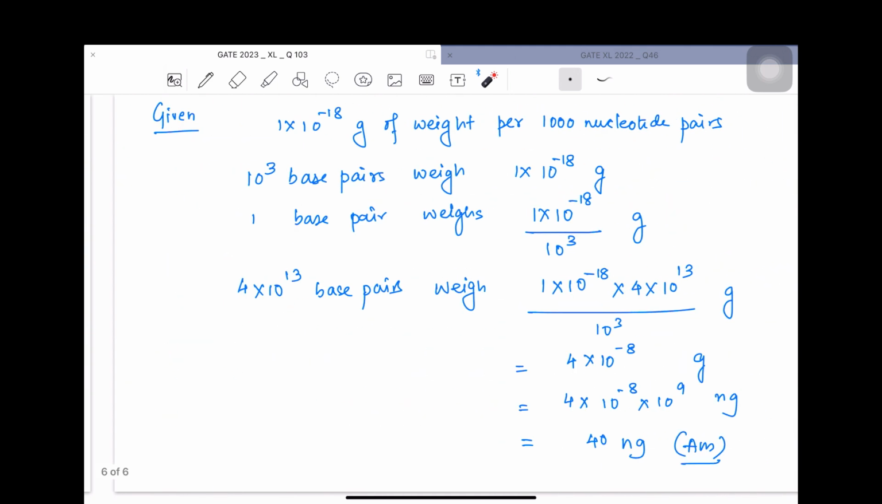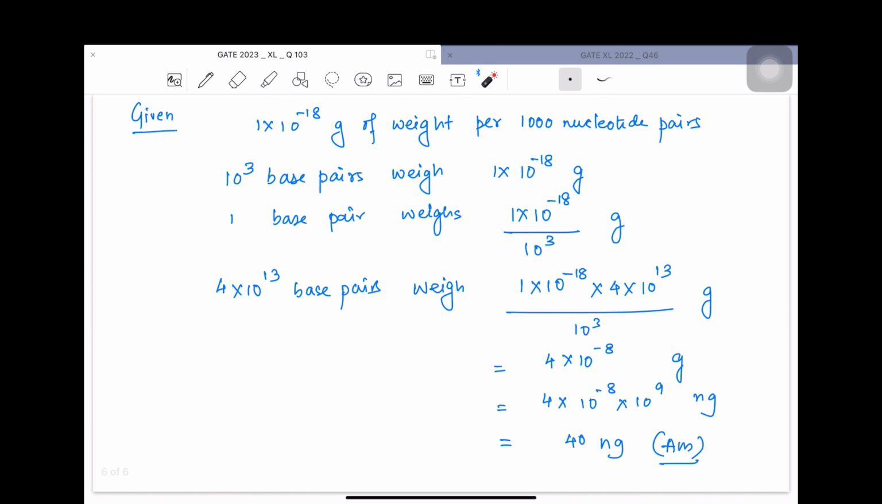So simply by following the unitary method, we have to calculate for the number of base pairs that we have got here. So how much will 4 into 10 to the power 13 base pairs weigh? They will weigh 1 into 10 to the power minus 18 into 4 into 10 to the power 13 divided by 10 to the power 3. So we will get the value 4 into 10 to the power minus 8.